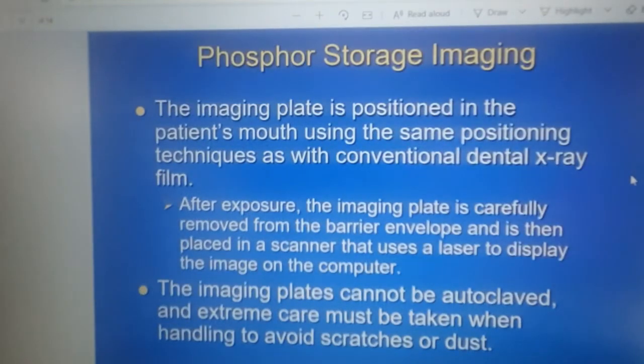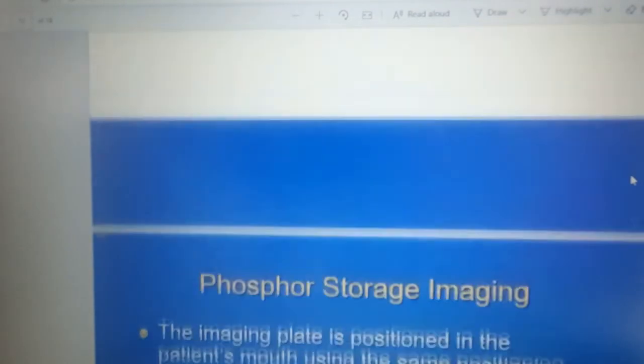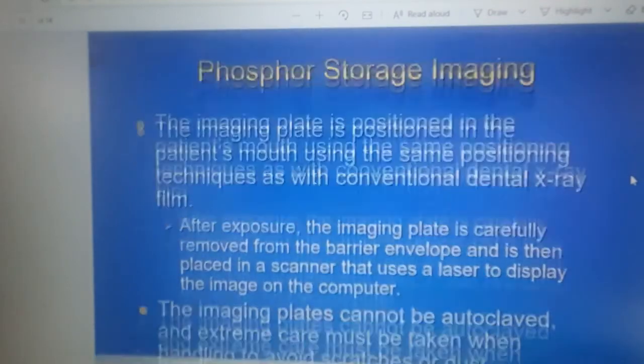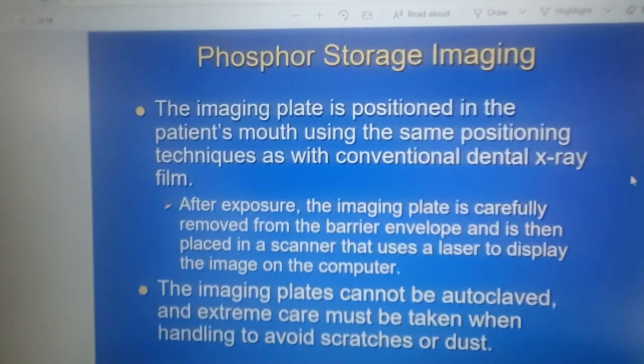So like I just mentioned before, guys, the imaging plate, which is our thin flexible plate, is positioned in the patient's mouth, obviously making sure that we have placed our barrier envelope as we had just discussed. And then from there, after being placed into the patient's mouth, we make use of the same positioning techniques as with conventional dental x-ray film. Okay, so we try to make sure that our imaging plate is parallel to the tooth that is of interest at that particular time.